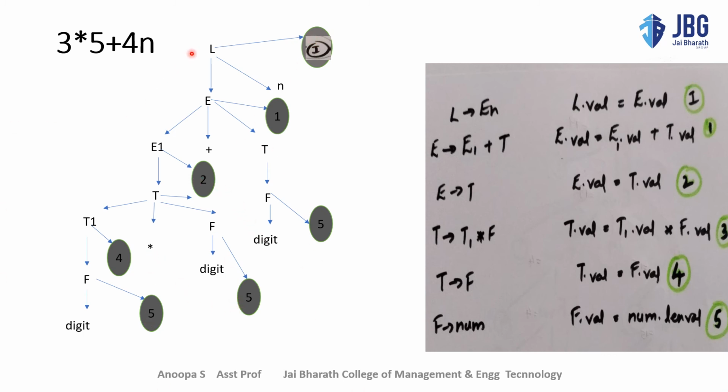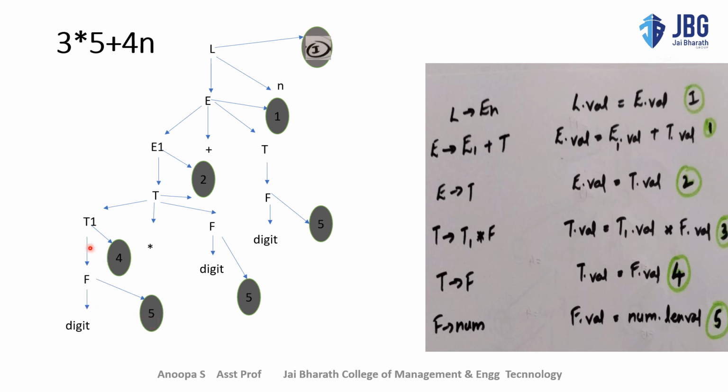Now, what you have to do is traverse from top to bottom. Okay, from top to bottom, you have to traverse. And whenever you see a semantic action, then you have to directly perform that. Okay, so here we have a semantic action file. Here L giving E giving E1, E1 giving T giving T1, T1 giving F giving digit. Now at this digit you have to perform the semantic action number 5. So what is 5? F dot value equal to num dot lex value. So I will give the value of 3 here.